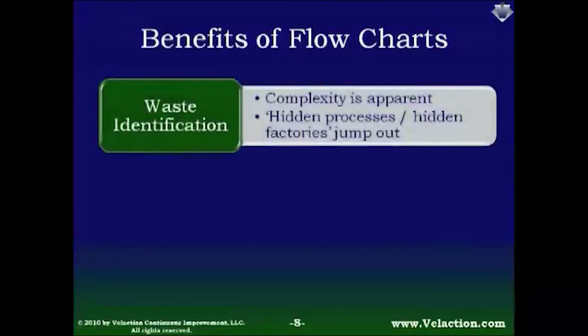For waste identification, there's a big thing called a hidden factory or a hidden process. These things jump out when you do a flowchart. A hidden process is basically something that's done but isn't documented. As you go through and observe processes more and more in your improvement efforts, people will say, well, if this happens, I do it this way. And you ask where that's recorded, and they say, well, we just do it that way. We don't have it written down anywhere. It's just something we've started doing over time.